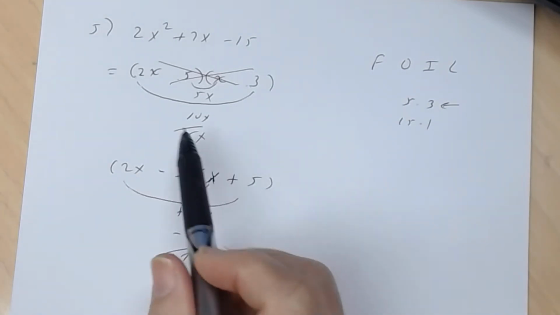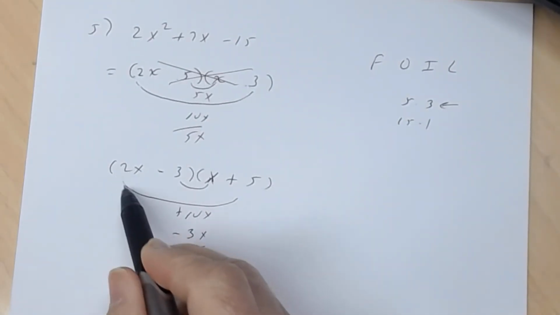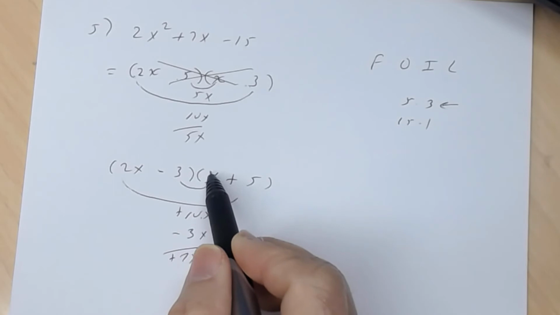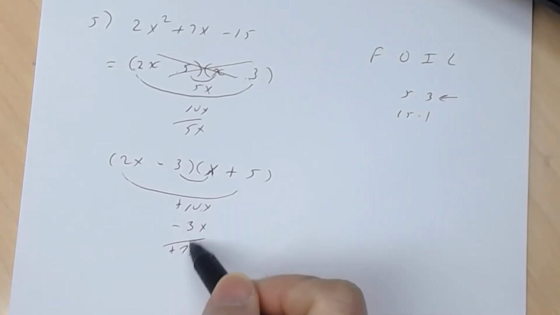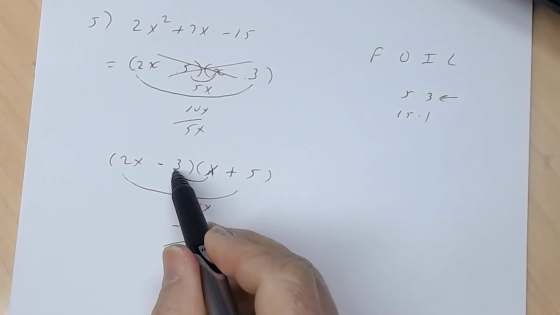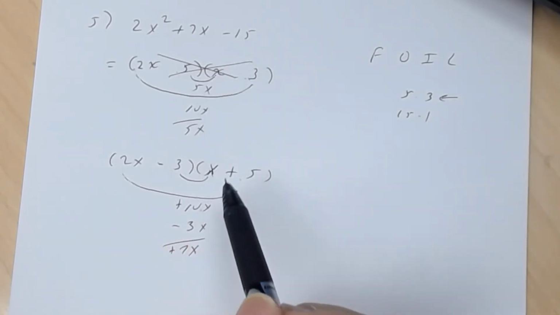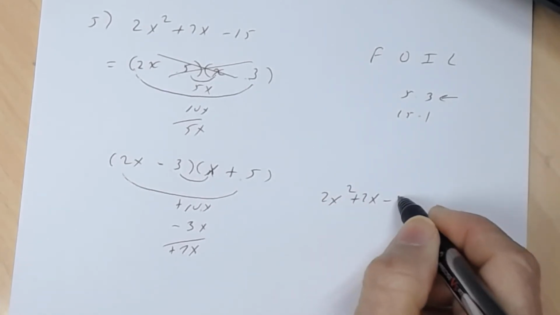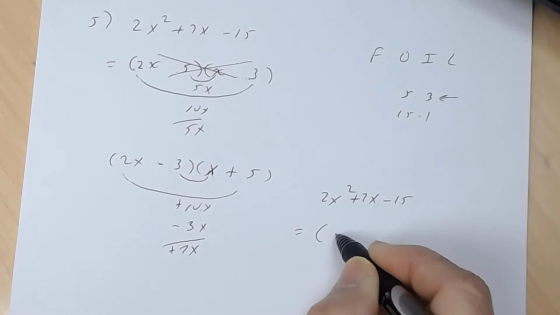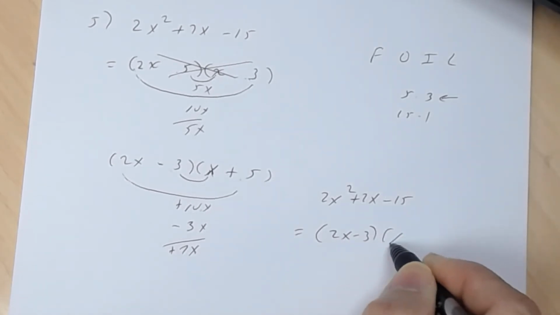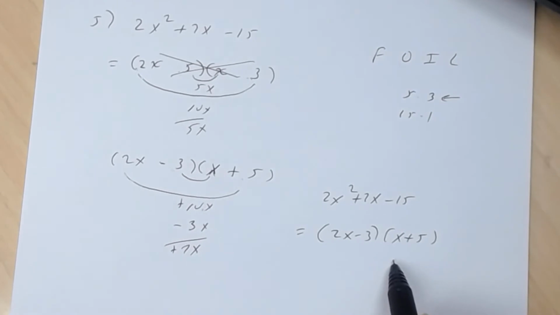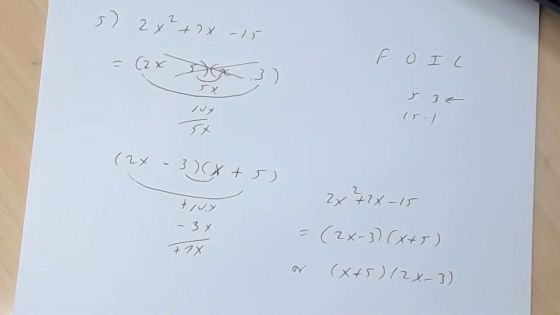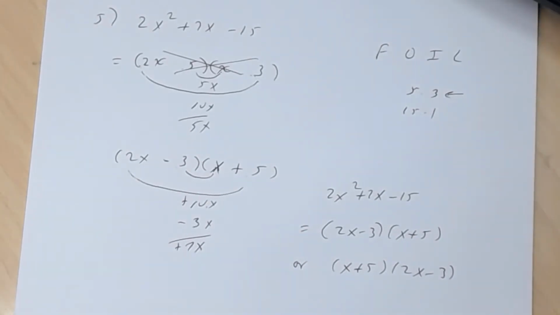2x times x is 2x squared. The outer, 2x times a positive 5 is a positive 10x. The inner, a negative 3x times x is a negative 3x. And when you add them up, you get 7x. And then a negative 3 times a positive 5 is a negative 15. So 2x squared plus 7x minus 15 is factored as 2x minus 3 times x plus 5. And again, it did not matter whether you said x plus 5 times 2x minus 3. It does not matter.